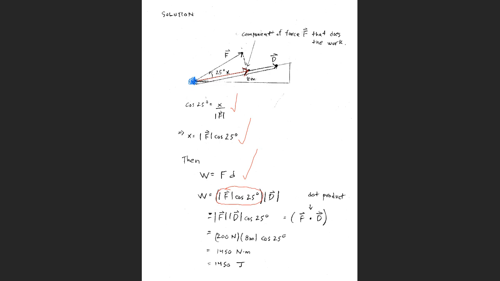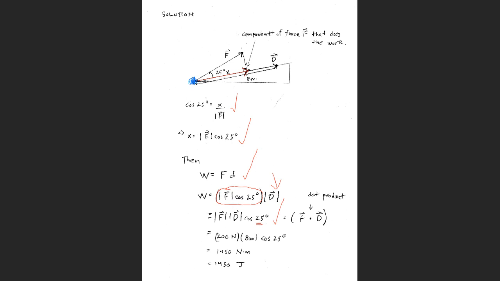All right, and then the distance would be the length of your distance vector, which is the magnitude of the distance vector. So you end up getting that work is equal to the magnitude of the force vector times the magnitude of the distance vector times the cosine of the angle between them, cosine of 25 degrees. And this we call the dot product.